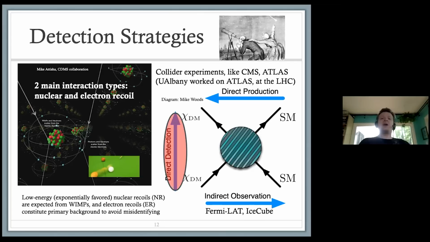There's also direct production. That's at the LHC, where we bang particles together and try to make new ones from the energy from those collisions, because of E equals MC squared, you can create new mass, new particles from the energy of those collisions.